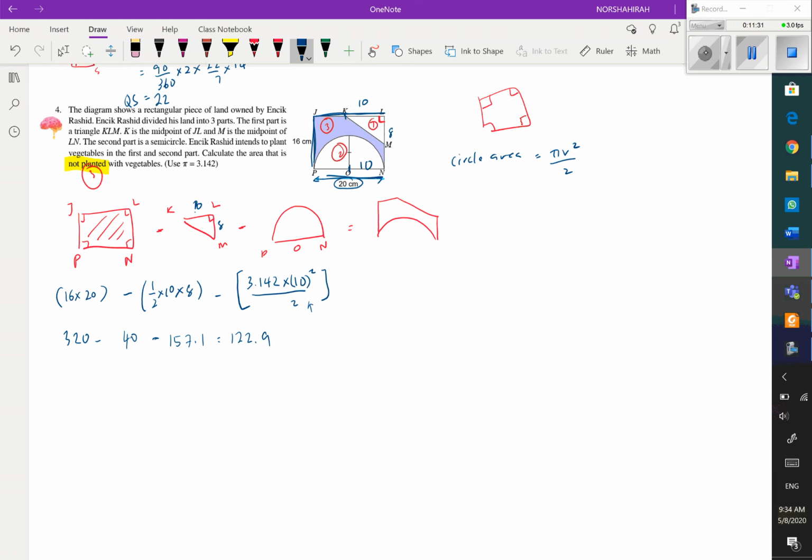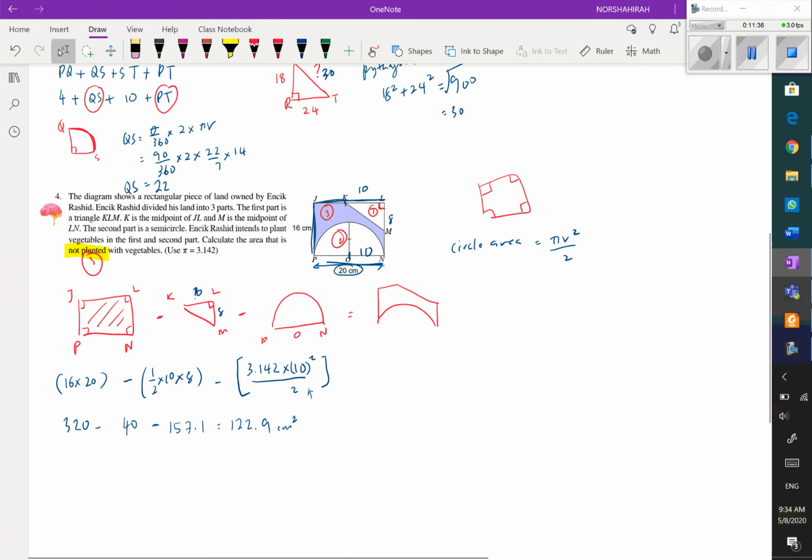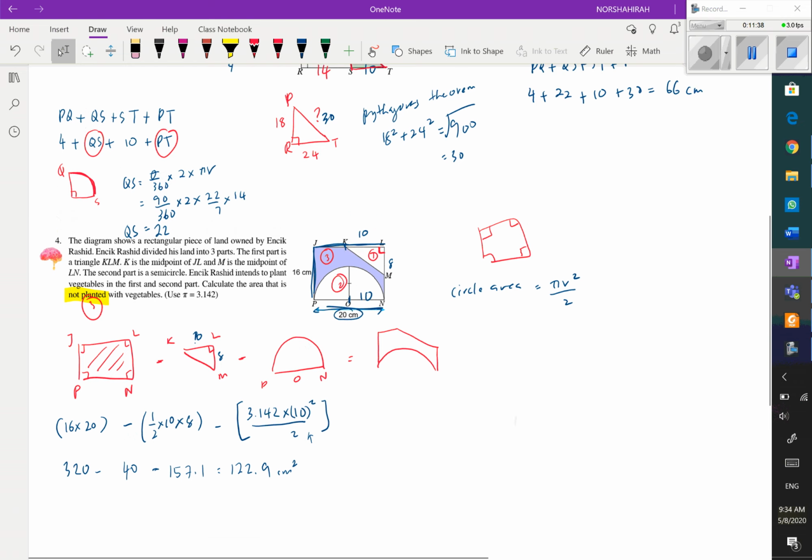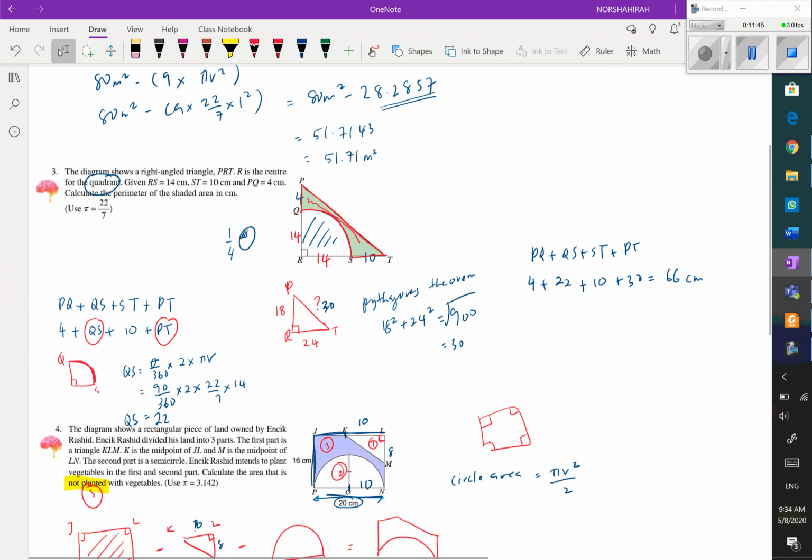Dapatlah 122.9 cm square. Okay, so ini adalah antara contoh soalan yang melibatkan problem solving untuk circle. Nampak susah tapi sebenarnya tak. Do one by one, step by step.